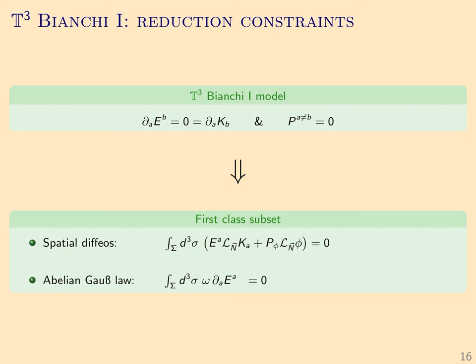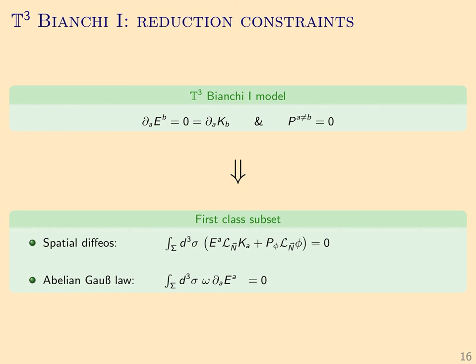Here you have to be a little more careful than before because, due to the slight non-geometricity of the construction of E and K, you don't get all the terms in this constraint, but you have to add some of the other constraints, the derivative of E and derivative of K. But then you can superpose them and you get these spatial diffeomorphisms as written here.